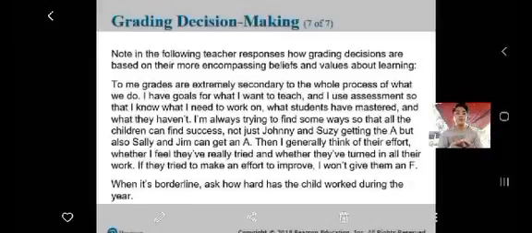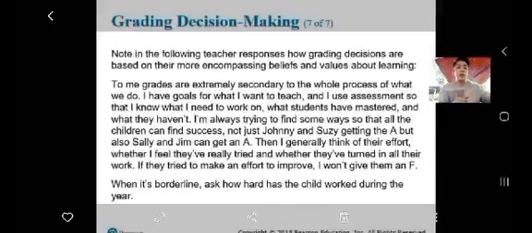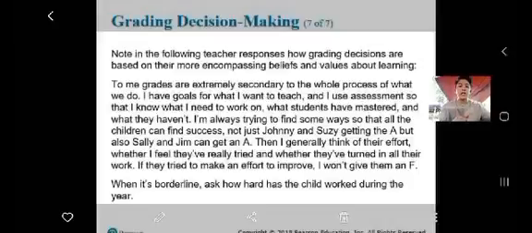To me, grades are extremely secondary to the whole process of what we do. I have goals for what I want to teach, and I use assessments so that I know what I need to work on, what students have mastered, and what they haven't. I'm always trying to find ways so that all the children can find success, not just Johnny and Susie getting the A, but also Sally can get an A.